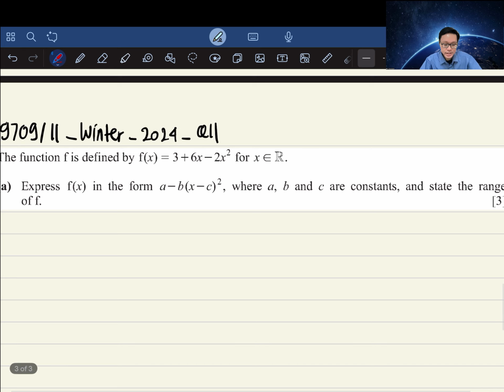The function f is defined by f(x) equals 3 plus 6x minus 2x squared. Express f(x) in the form a minus b times x minus c squared, where a, b, c are constants, and state the range of f. In this video, we are not going to discuss the range of f for now. We're going to discuss that in the next video. But for now, let's focus on how to do completing the square first.